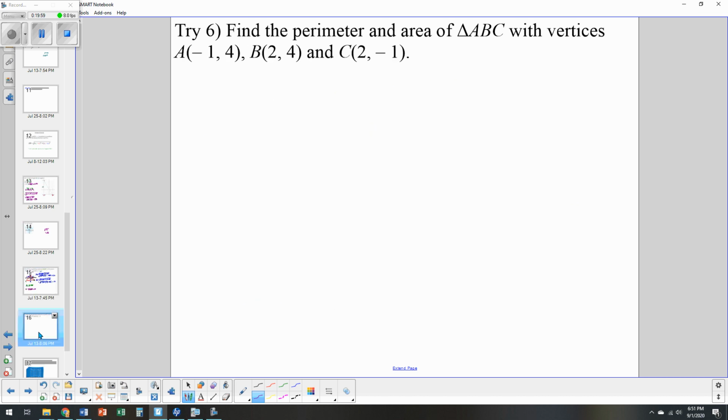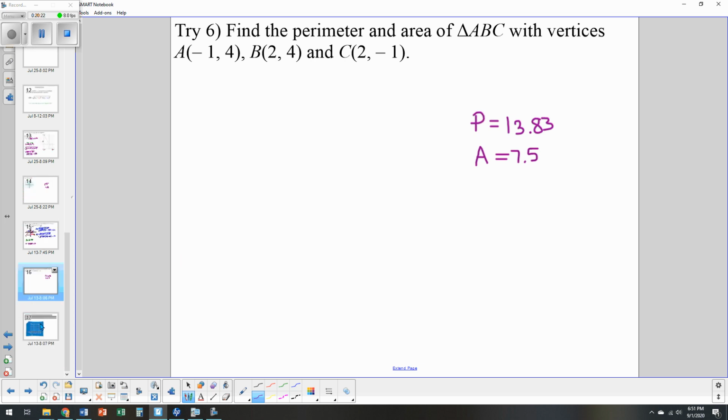You can go ahead and try this one. I'll pause and show the answer. All right, so your perimeter was 13.83, your area was 7.5.